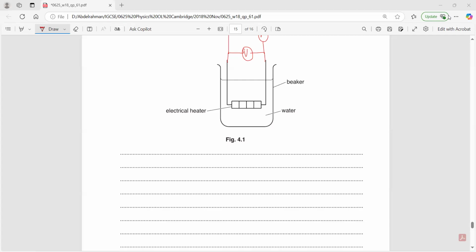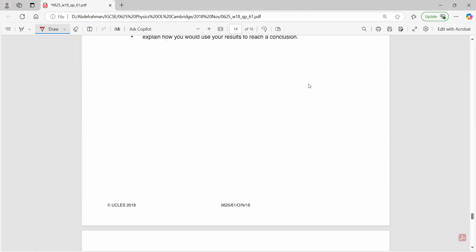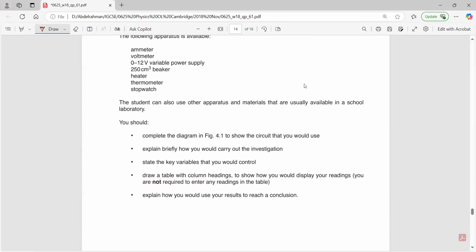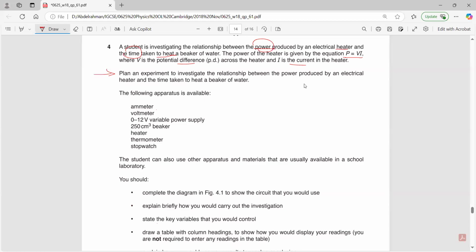Or actually, in the question, he said that you have a variable power source. What is a variable power supply? It's like a variable resistor or whatever. You can change the voltage. Instead of it being 1 volt, it could be 2, 3, 4, 5, whatever. So this is the input voltage, right?